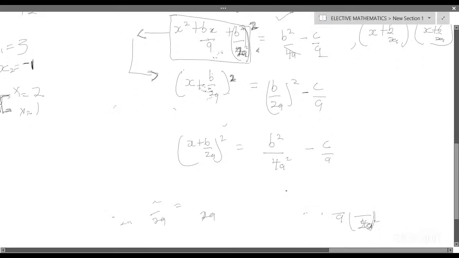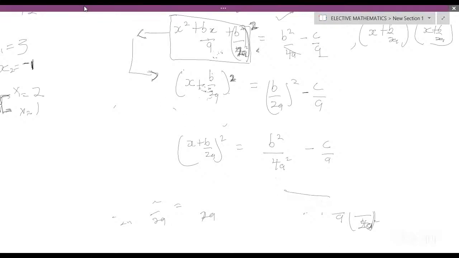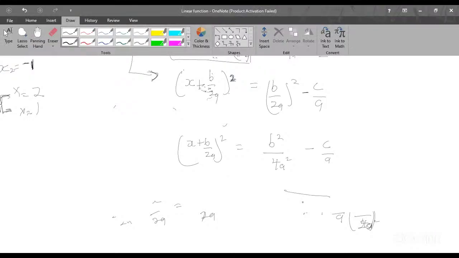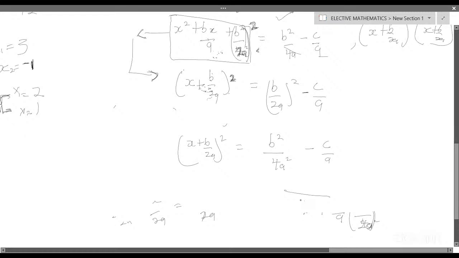Here we can find our LCM. What will be our LCM? This is completely algebra. If you are good at algebra, this one will not be difficult for you at all. What will be the LCM here? Actually, the LCM is going to be 4a squared. Because there's no way 4a squared will go into a, but 4a squared can go into itself, and a can go into 4a squared.